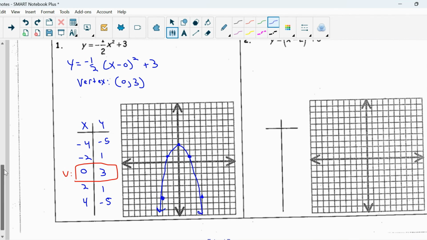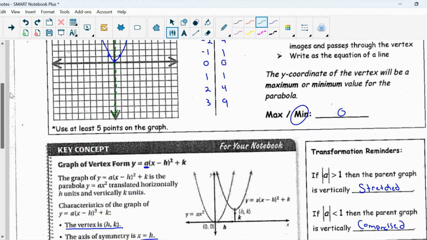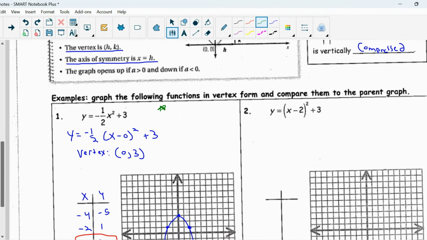And then one more thing that I'd like to do is compare it to the parent graph. So we might as well list a couple of transformations. From our parent graph, which is our parabola up above, you can tell that our new parabola is reflected over the x-axis, or it opens down.